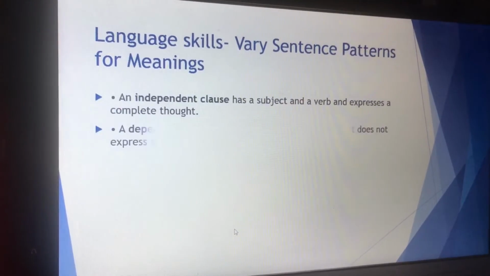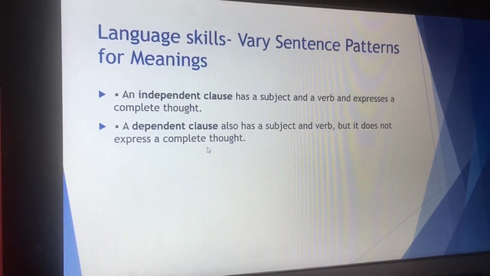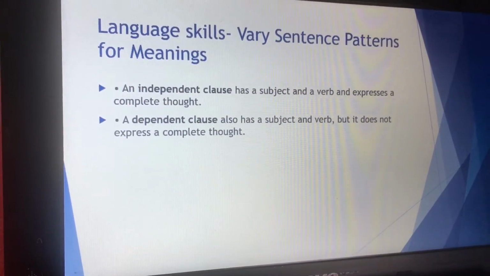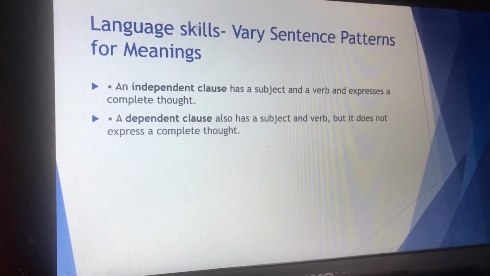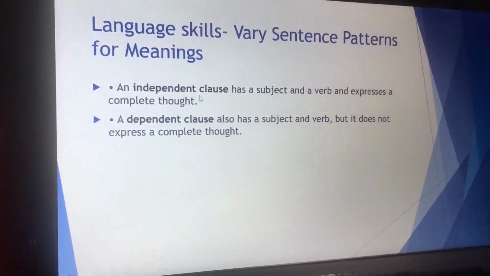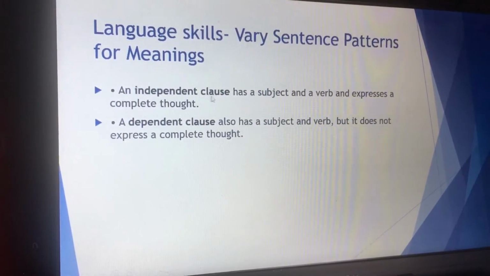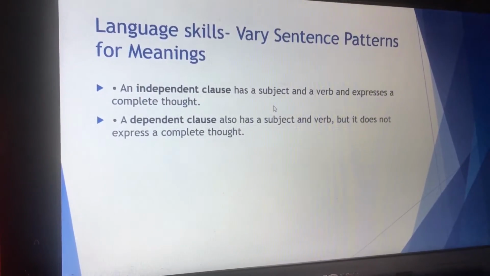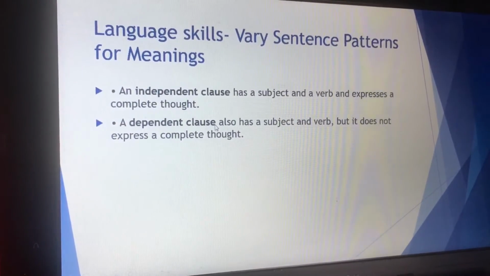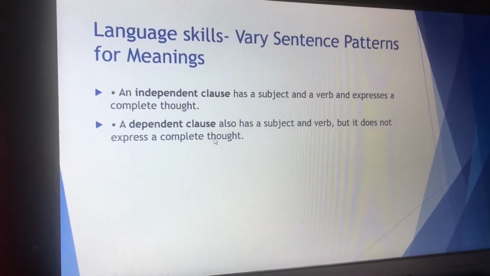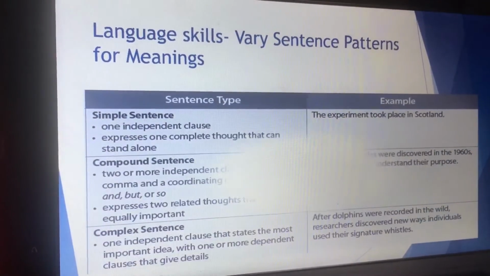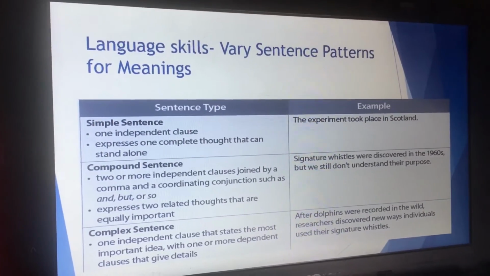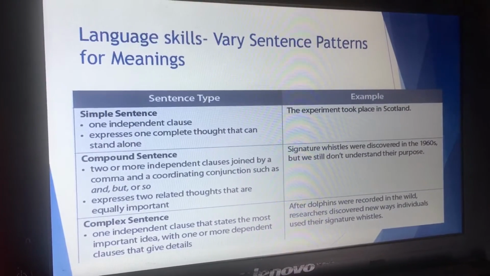Now, an independent and dependent clause, you have to differentiate between them because they are different, and you have to differentiate between them in this way. Independent clause, which means the complete thought or complete idea, has a subject and a verb. The dependent clause does not express a complete thought, it's not a complete idea, and it also has a subject and a verb. Now, to talk about it in detail, let's look at this table, and you can see it in your book as well.